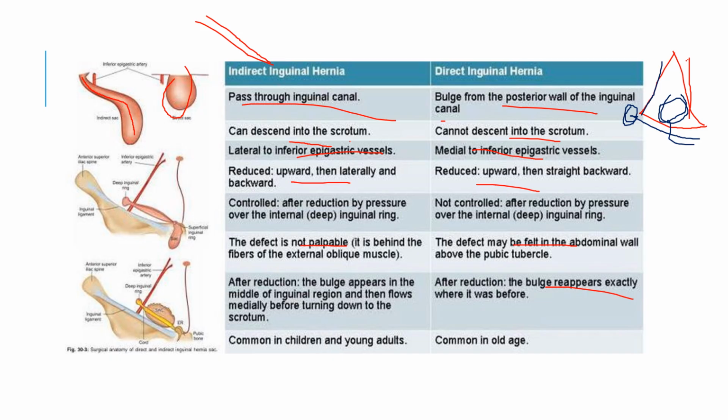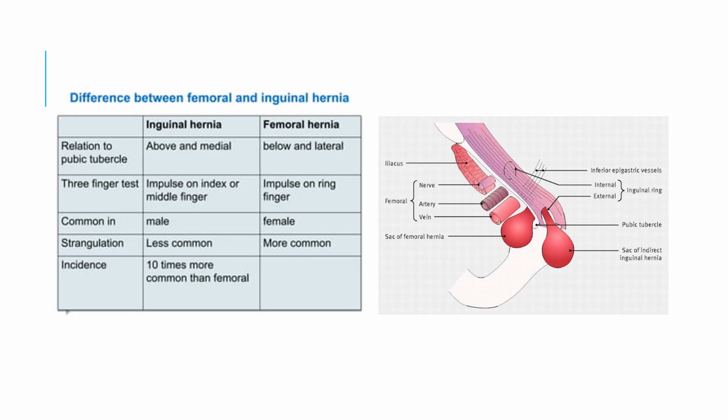So once you reduce the indirect inguinal hernia, you can feel it in the middle of the inguinal region, at the inguinal ligament. However, in direct, it is just a defect here. So even if you are reducing, you feel the defect and the bulge in the same place. Direct is usually common in old age due to weakness of the abdominal wall muscle. Indirect is usually common in children and young adults.